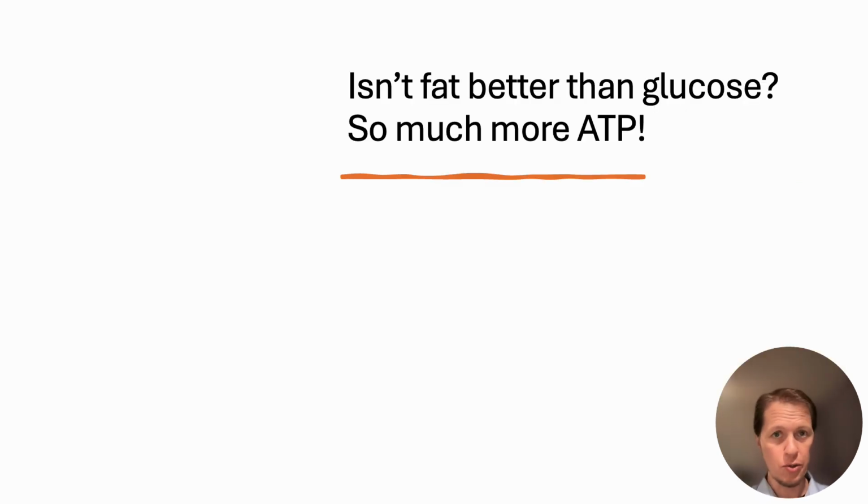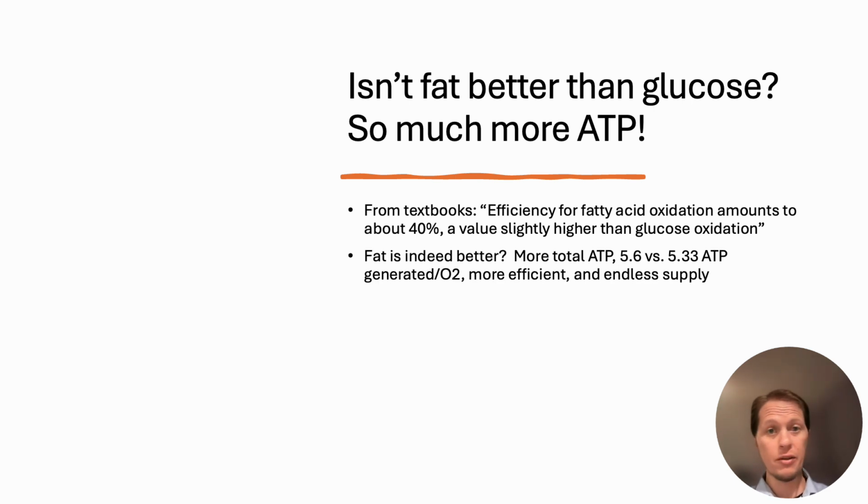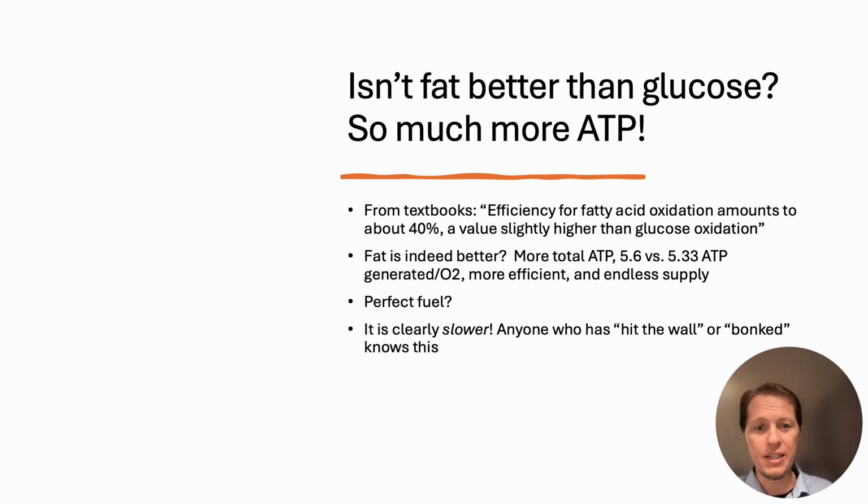So, should we now conclude that fat is better than glucose, right? It's a ton more ATP at an efficiency that is slightly higher than glucose. Gosh, maybe it truly is better, right? These numbers say or argue that fat has more total ATP, more efficient, and of course the endless supply, right? 12,000 grams of fat versus 500 grams of glucose. It is the perfect fuel. We should all stop carbo loading. We should just go keto. We should all get fat adapted, take those carbs and just throw them out the window, right?